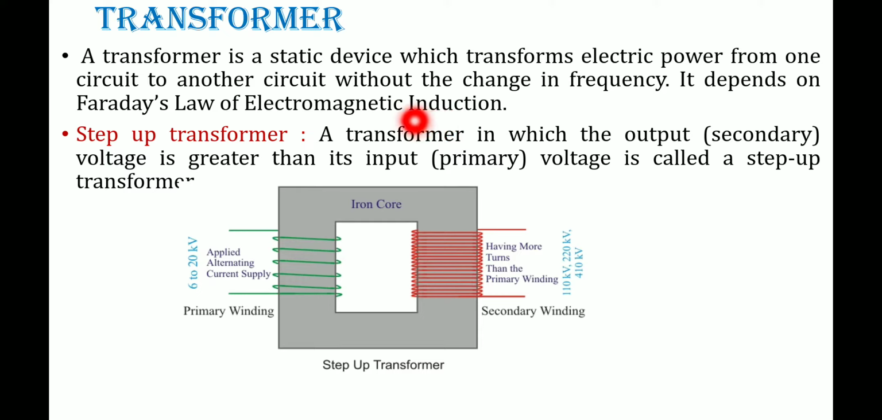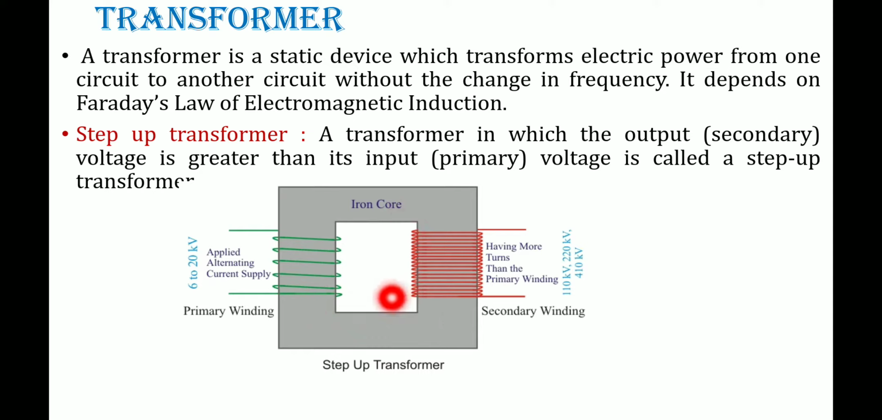There are two types of transformers. One is the step-up transformer. Step-up transformer means what? See the construction here. This is the transformer, and this is the iron core. The iron core provides a path for the magnetic flux flow.